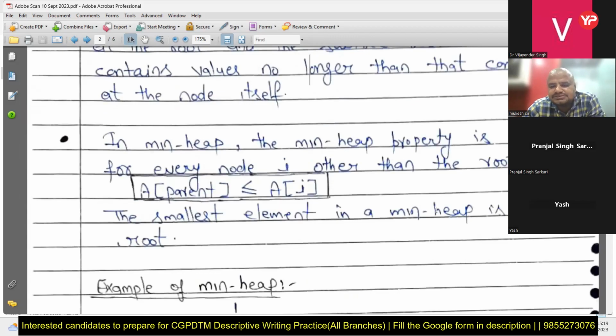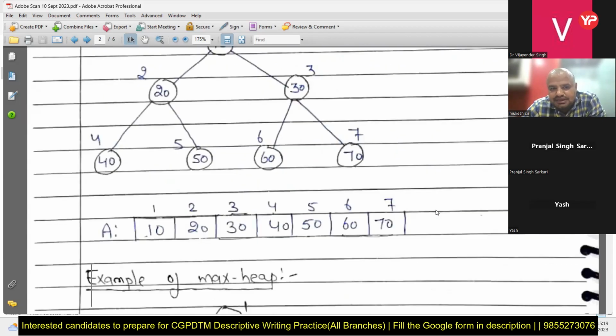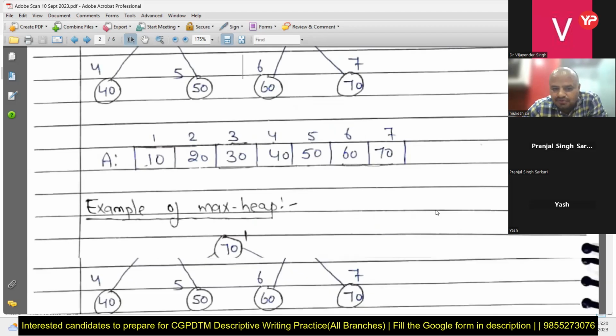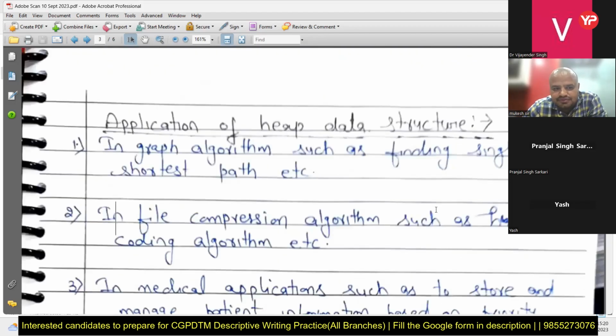See, in min heap, I'm writing the theory part as well as the formula, where I mention the formula in a box. Then I'm writing the example of min heap. I underline that part. I draw a tree, and while drawing the tree I make it a balanced tree, so that each level is at the same height as the next. Using the indexes, then the array representation, also using the indexes. Then again mentioning the example of max heap. In this way, then the application of heap data structure, that is a subpart.